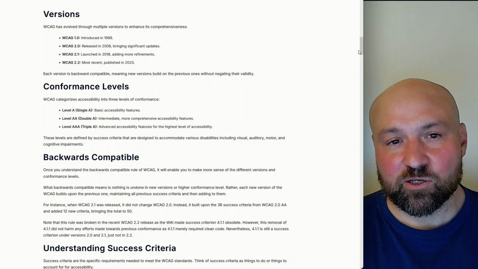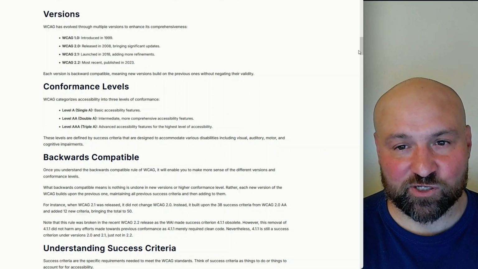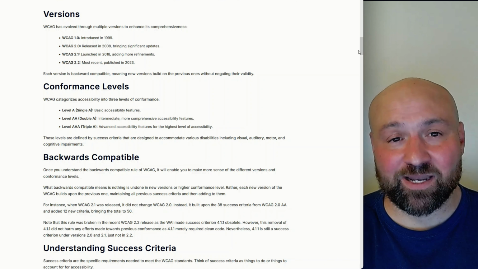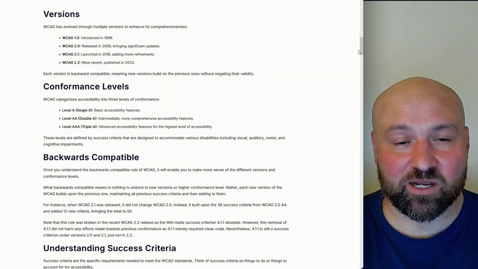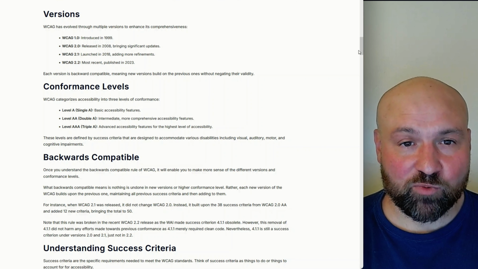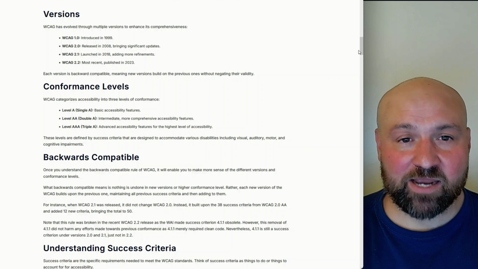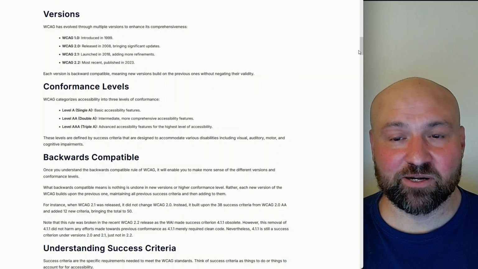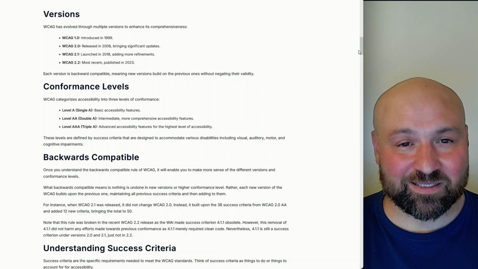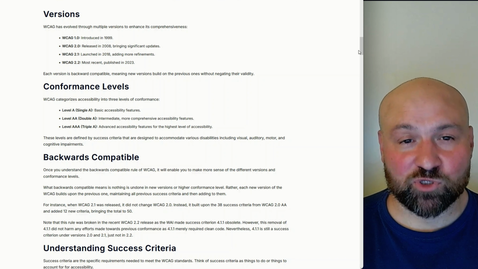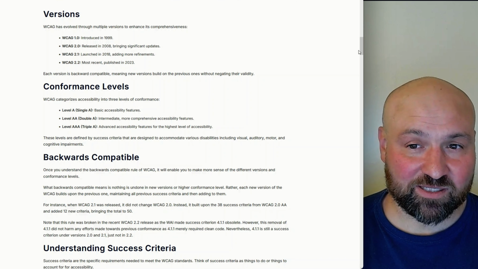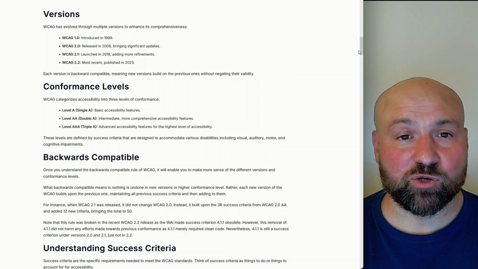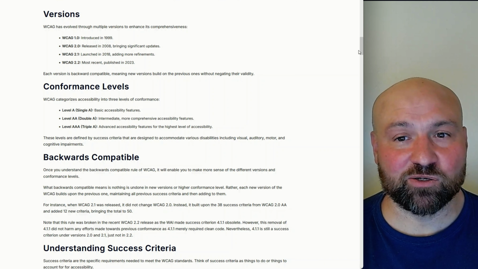So one more time, think of 2.0 as the classic version. And when we look at 2.1, it adds 12 additional success criteria at level AA to 2.0. So 2.0 has 38 AA success criteria. 2.1 has 50 AA success criteria. And remember that 2.1 is building on top of 2.0. So 2.1 adds just 12 additional success criteria to 2.0 for a total of 50. And then when we look at WCAG 2.2, it adds 6 additional success criteria.